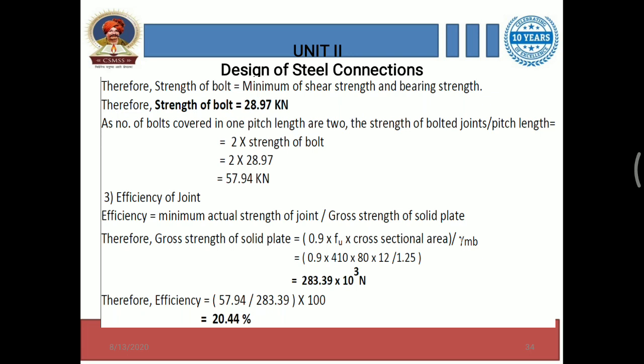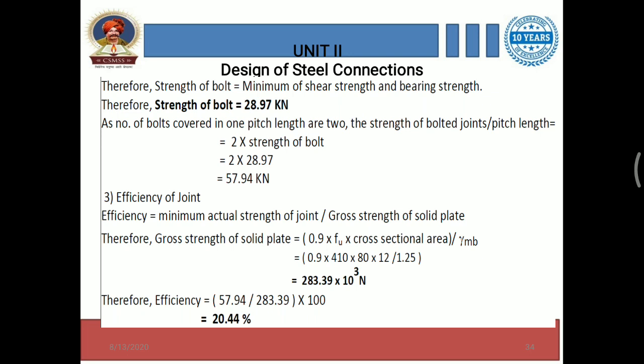Therefore, efficiency is 57.97 upon 283.39 into 100. Okay, and that will give you 20.44%. Okay, efficiency is always in the percentage. Okay, just remember this type of problem again.